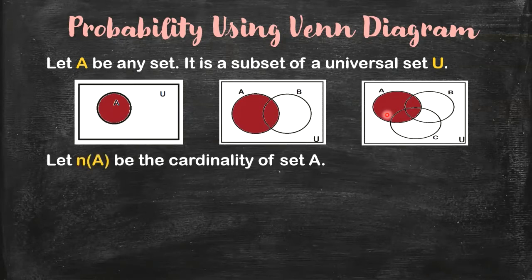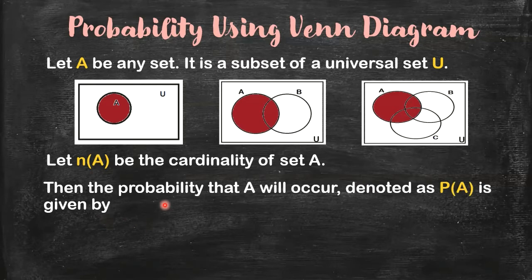Now, let's have this. Okay, N of A. Okay, na-introduce ko na ito dun sa previous video ko. So N of A is the cardinality of set A. What do we mean by cardinality of a set? It tells us the number of elements in a given set. Okay, siya yung magsasabi kung ilan ba ang nandoon sa loob ng ating set A.